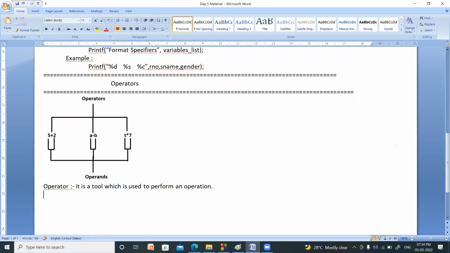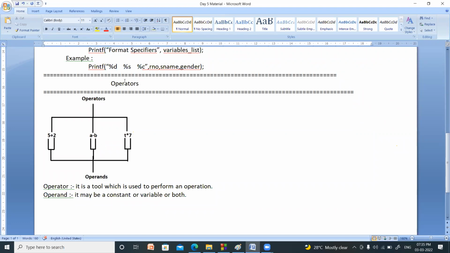Now, what is an operand? An operand may be a constant. 5 is a constant, no? 2 is a constant. A is a variable. B is a variable. T is a variable. 7 is a constant. So it may be a constant or a variable, or both. It may be a constant, or a variable, or mixed also. That is nothing but an operand.